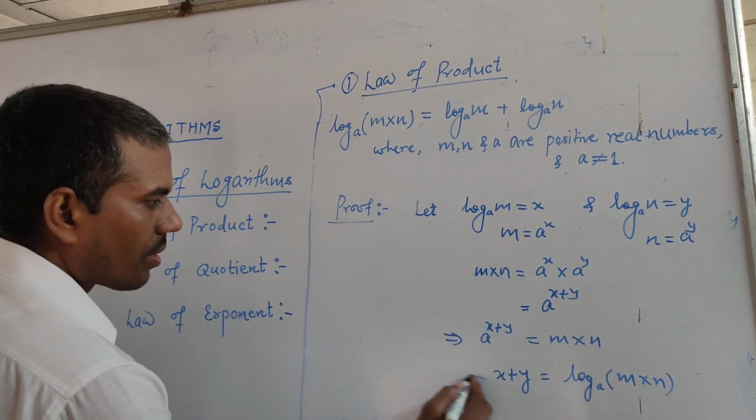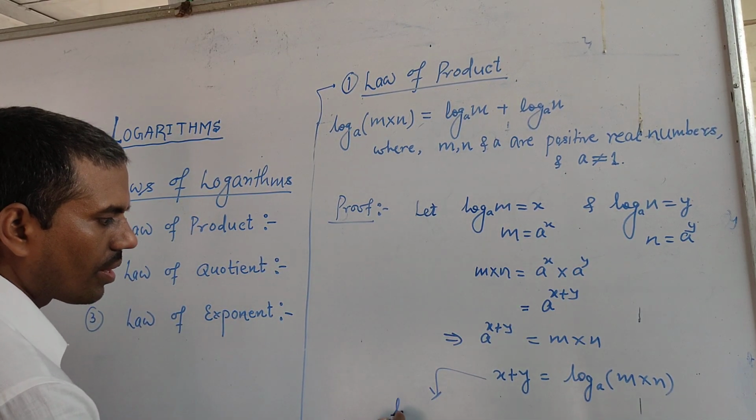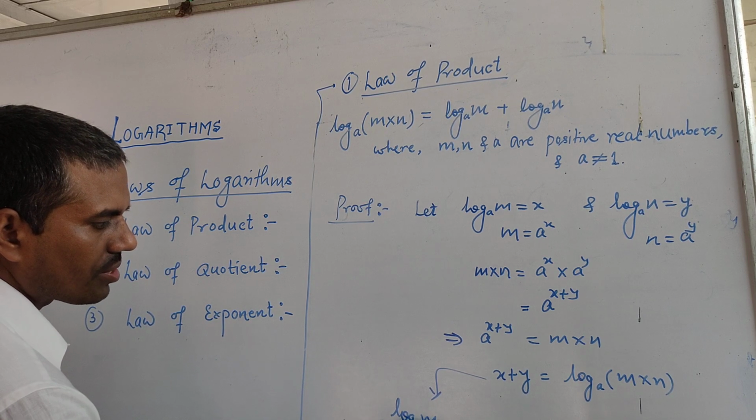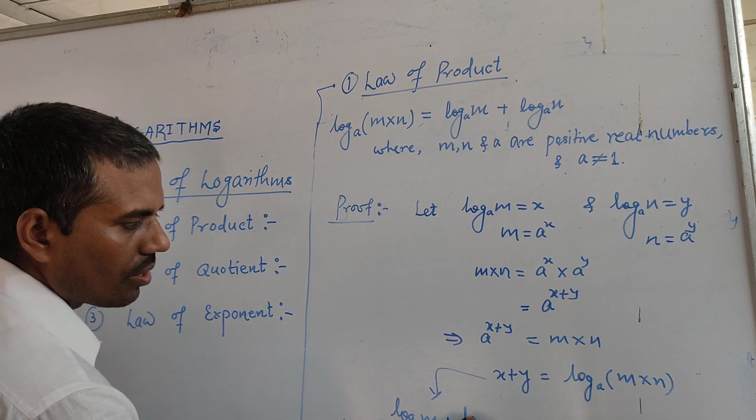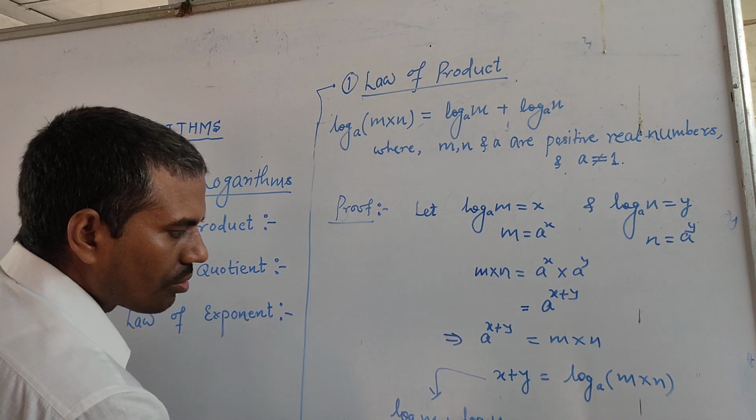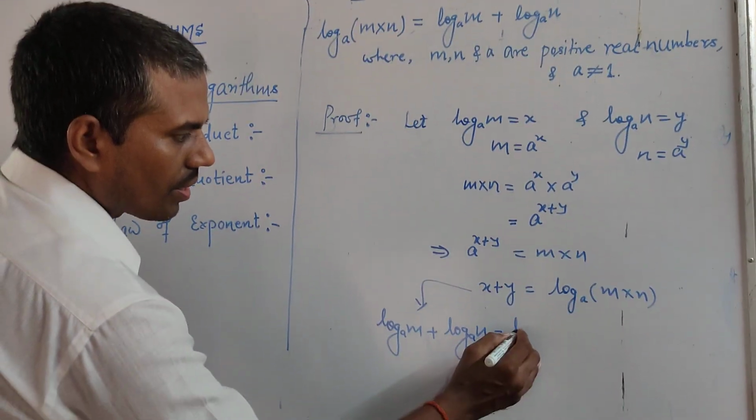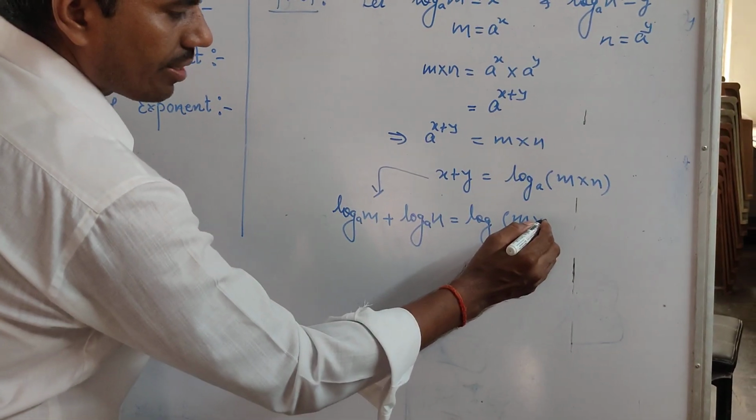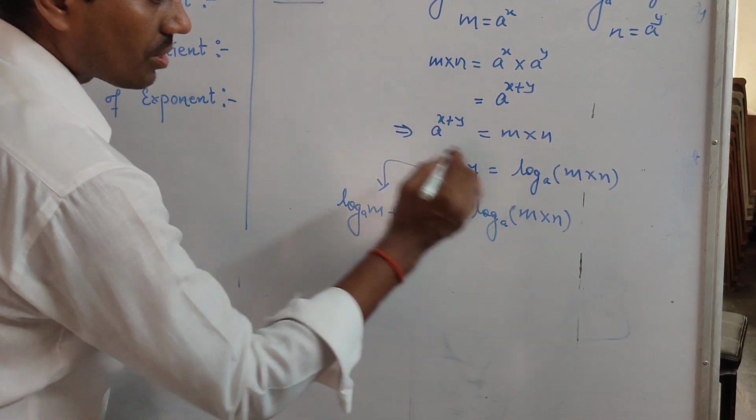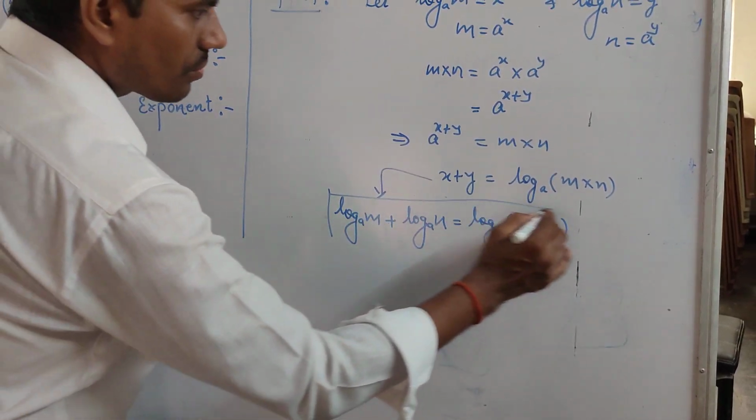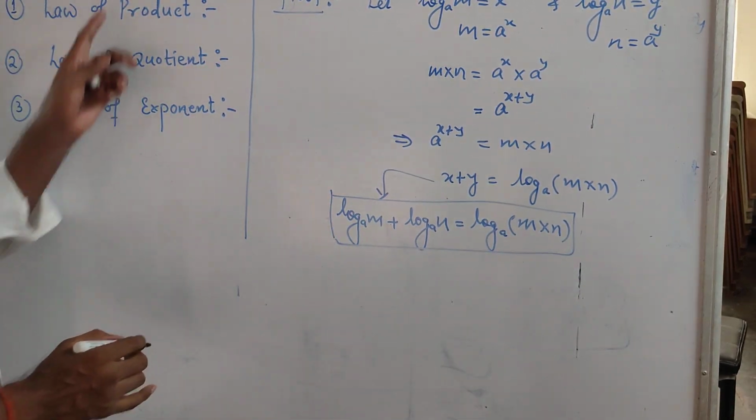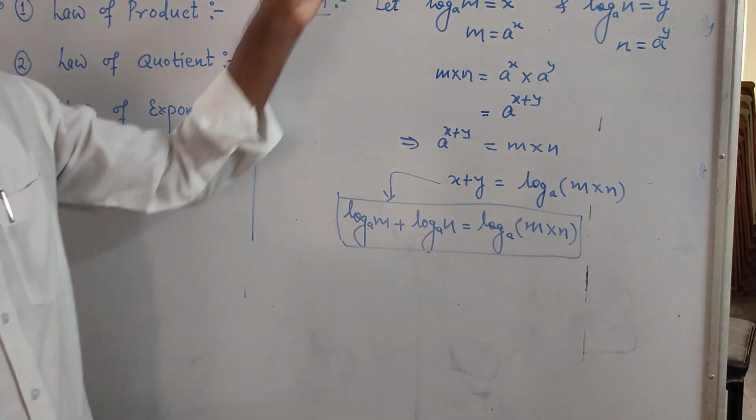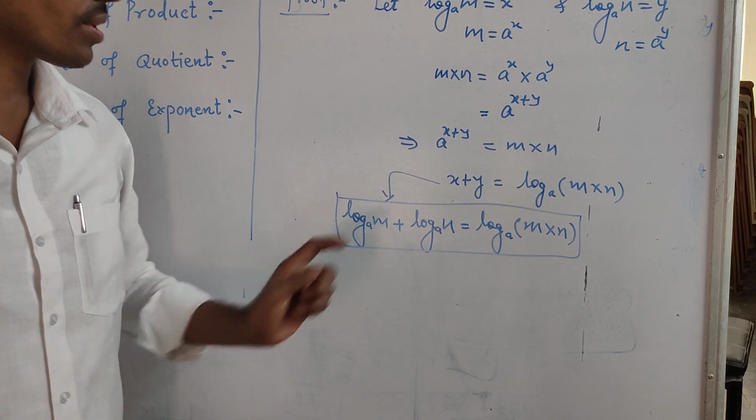We get log of m to the base a plus log of n to the base a is equal to log of the multiplication of both numbers m and n to the base a. This one is the first law of logarithms, which is known as the law of product.